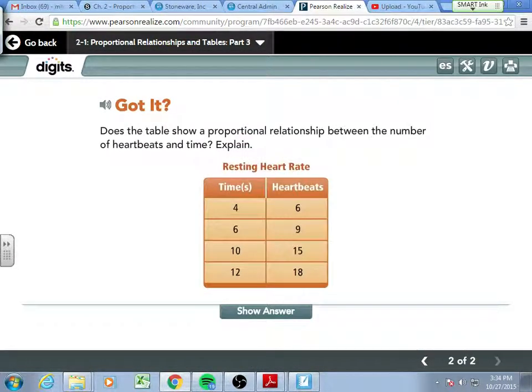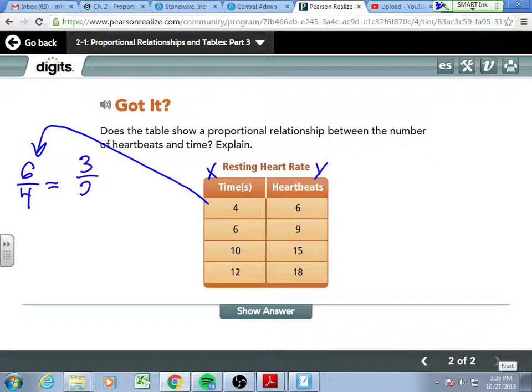So, your resting heart rates. I've been walking around, talking with people. Right now I'm at 105, but that's beats per minute. So my heart would beat 105 times per minute. This is beats per second. So set up these ratios. If I set up my beats as my y and my seconds as my x, I have 6 over 4, which can reduce to 3 over 2.